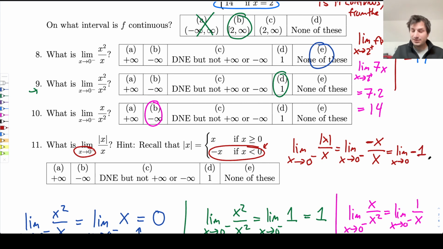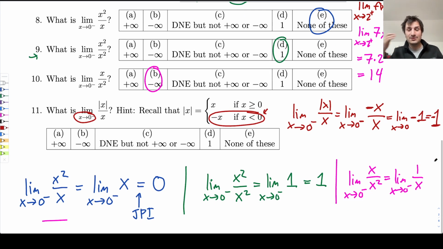So it's the limit of negative 1. What is the limit of negative 1? The answer is negative 1. So this last limit in question 11, the answer is negative 1. Negative 1 is not on the list, so the answer is none of these.